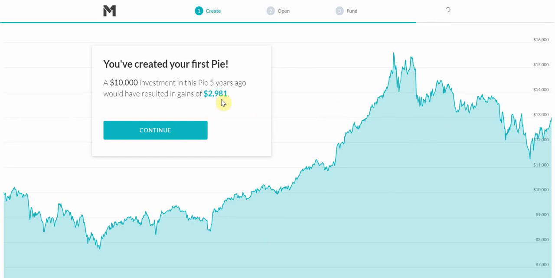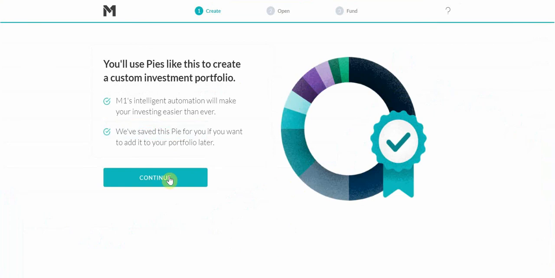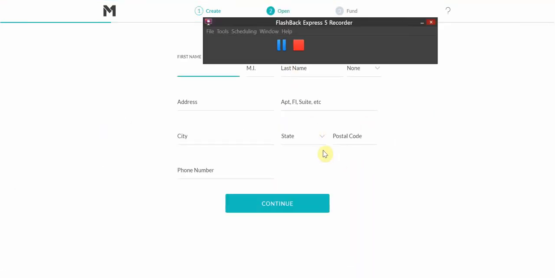I like the M1 Finance dashboard. You can see here that you created your first pie, and here's what the performance would have looked like. And then from there, you complete your sign up, open, and fund your account.